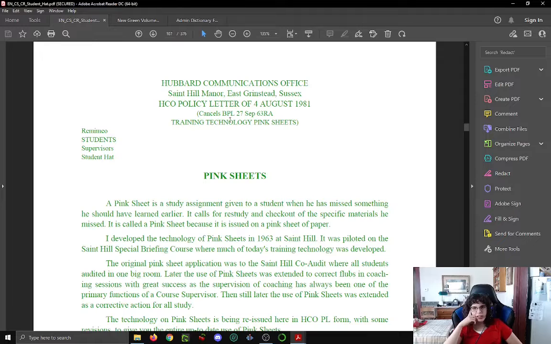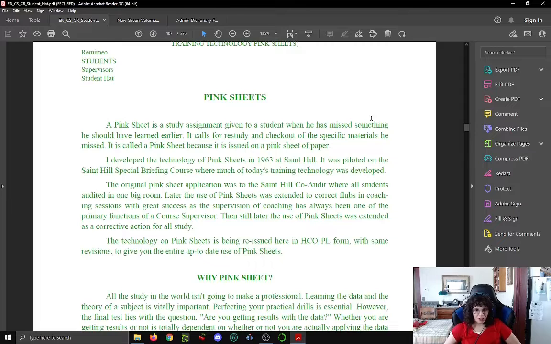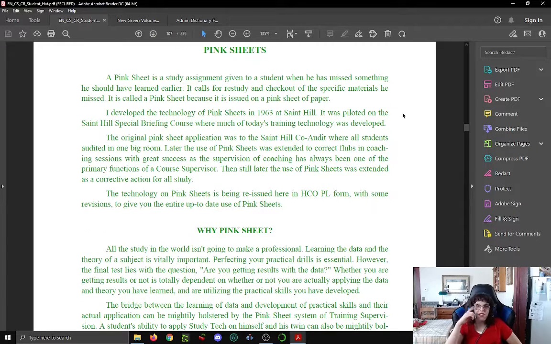We've got a policy letter from the 4th of August, 1981. This cancels the board policy letter, the 27th of September, 1963. Training technology pink sheets. So, pink sheets. A pink sheet is a study assignment given to a student when he's missed something he should have learned earlier. It calls for restudy and checkout of the specific materials he missed. It's called a pink sheet because it's issued on a pink sheet of paper.